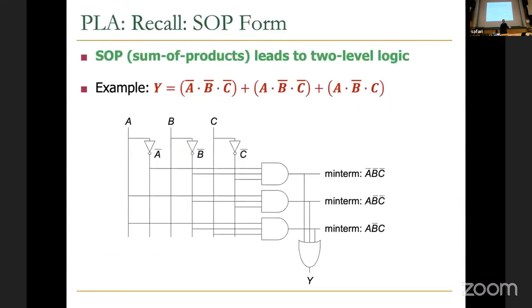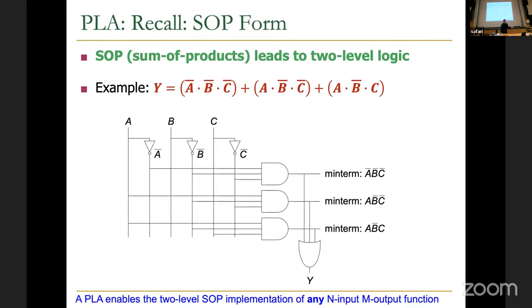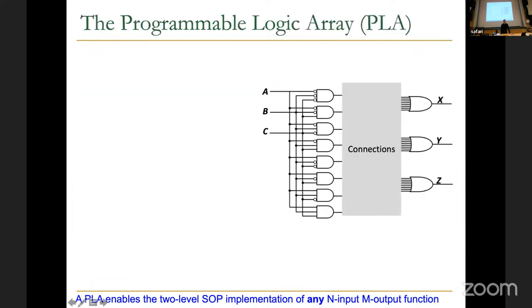Okay, let's talk about programmable logic array. So programmable logic array essentially is a way of configuring circuits such that they are in sum of product form. So sum of product form leads to two-level logic. It's not, as we said, minimal, but the PLA, a programmable logic array, enables a two-level SOP implementation of any n input, m output function. So let's take a look at this.